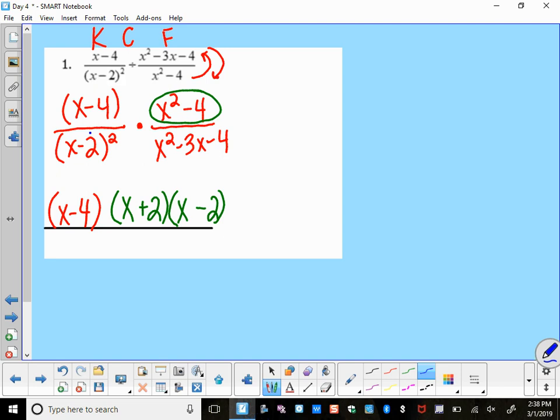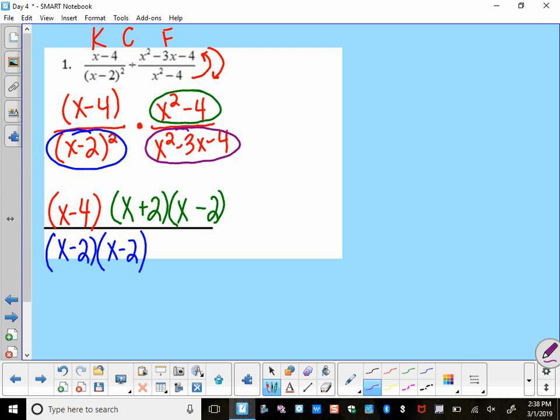On the bottom, I have x minus 2 squared. That does not mean that we distribute that 2. We never distribute an exponent here. What that means is that it's written twice: x minus 2, x minus 2. Then we have x squared minus 3x minus 4.